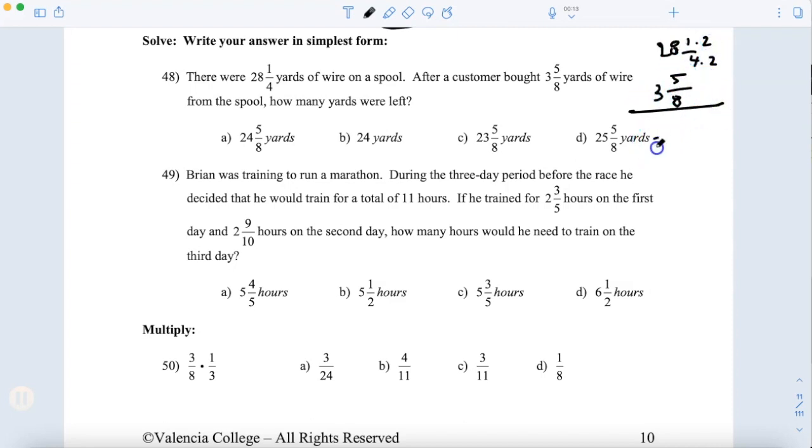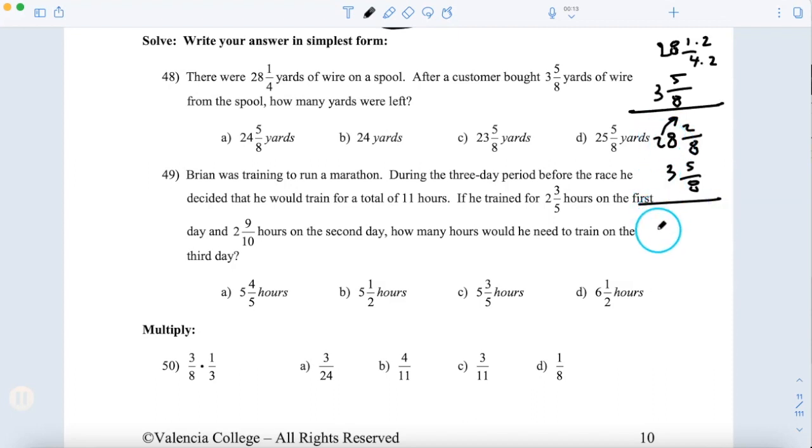So that 28 doesn't change, but the top is 2 over 8, right? Minus 3 over 5 eighths. Now I have the same denominator. Can I take the 5 out of 2? No, that means I have to borrow from the 28, and here we go again.